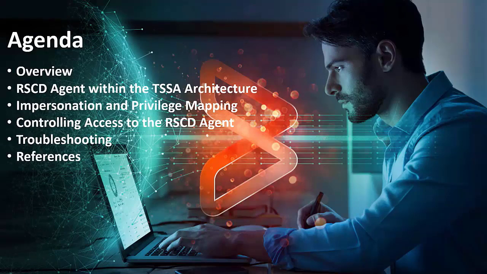is RSCD agent and where it fits within the TrueSight Server Automation architecture. What is impersonation and privileged mapping? What is access control list? And what all configuration files are used? We will also see how to enable debug and read logs along with troubleshooting some common RSCD communication errors.